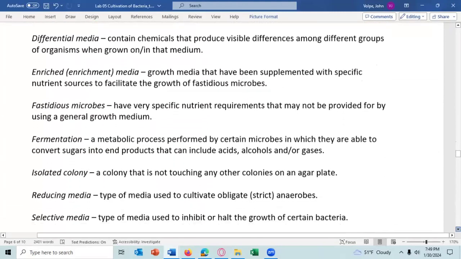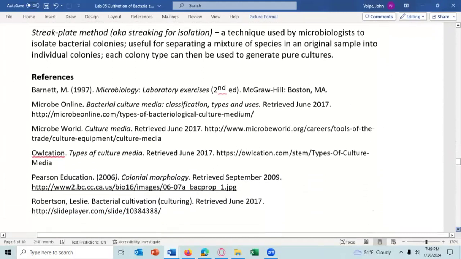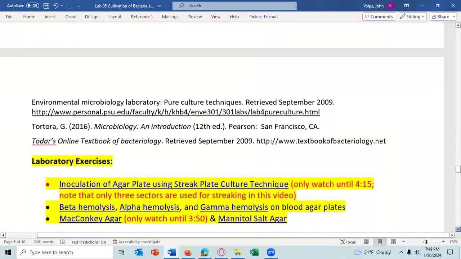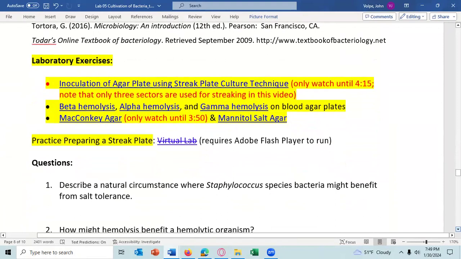All right, know the terms of this lab. You can skip the references. You're not going to be doing any of this activity in real life. Everything will be done online. But in this lab, we have a little video on inoculating an agar plate using the streak plate culture technique. And in this video, you only need to watch to 4 minutes and 15 seconds into the video. After that, you do not need to watch the movie any further.